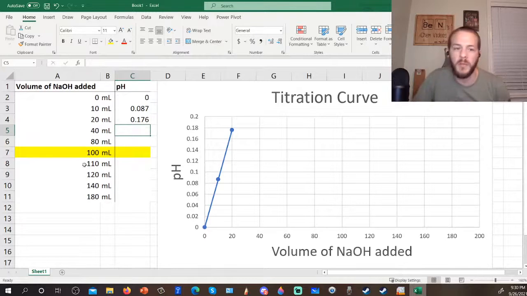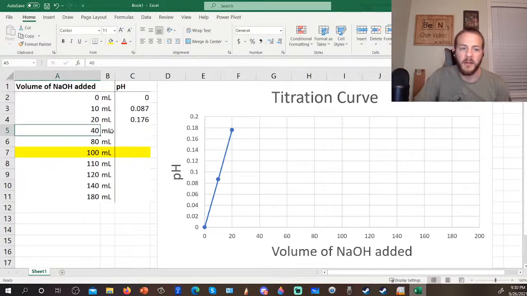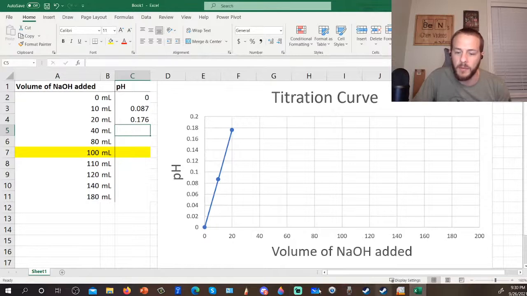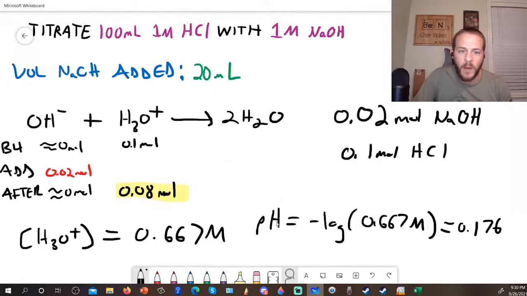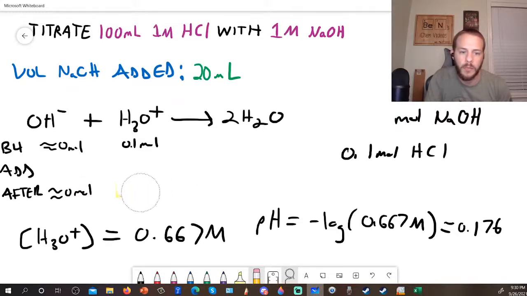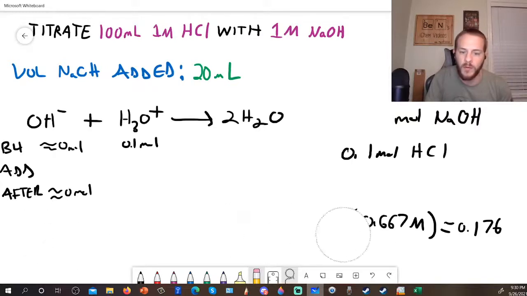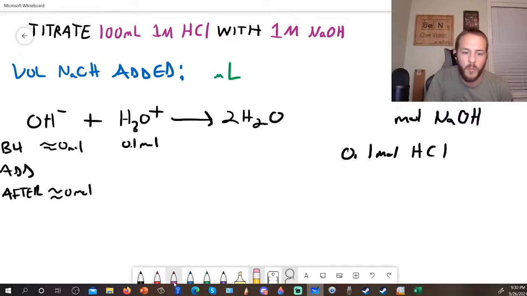All right, so the next volume that we're going to look at is 40 milliliters of added sodium hydroxide. So I'm going to climb back into the whiteboard here, and I'm going to erase all of the stuff that I no longer need or that is no longer relevant to this particular part of the problem. So we did 20 last time, we're going to do 40 milliliters of added sodium hydroxide, and the concentration of it is 1 molar.